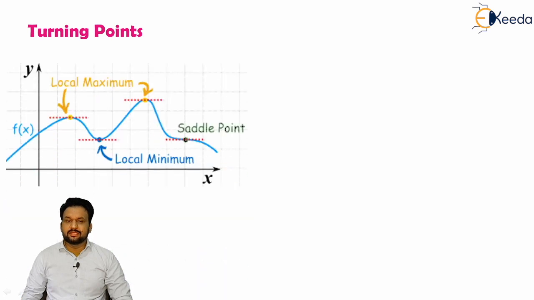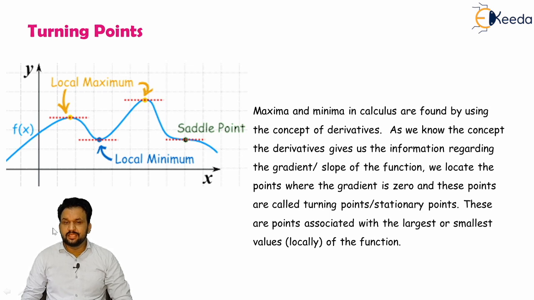Well, the turning points are such points of the function where we can see the function is increasing and decreasing, and the saddle points are involved there. So my dear friends, here we are talking about how the function is reacting at some different points. Maxima and minima in calculus are found by using the concept of derivative.